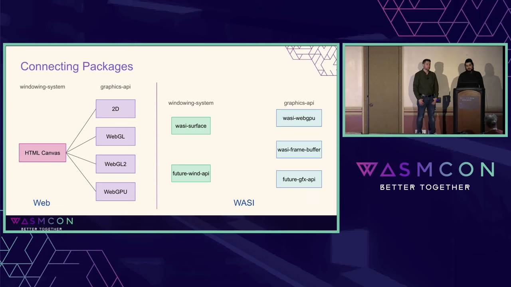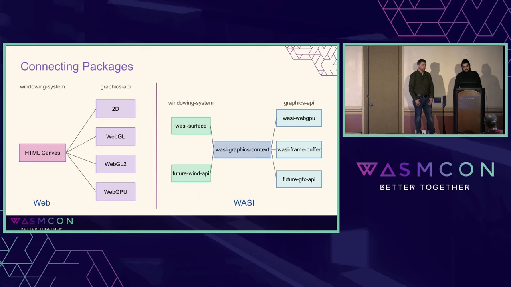At the same time, we also have multiple graphics APIs. We're starting with WASI WebGPU and WASI Frame Buffer, but in the future, we'll probably want to have other graphics APIs. So how do you make sure that we can take any windowing system and have it work with any graphics API? That's why we have WASI Graphics Context, and all it does is take a windowing system on one side, take a graphics API on the other side, and the host is in charge of making sure that these two work nicely together.